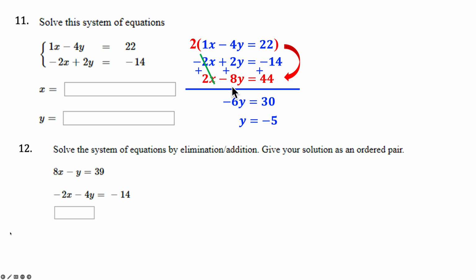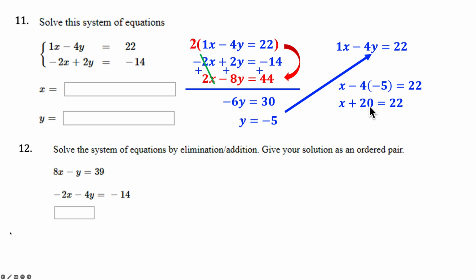Now, pick an easy equation to work with. I'm trying to solve for x. That's the easiest x. Take the negative 5, put it in for y. Negative 4 times negative 5 is going to give me a positive 20. Subtract the 20 from the 22, we get 2. There's my solution, 2 comma negative 5.